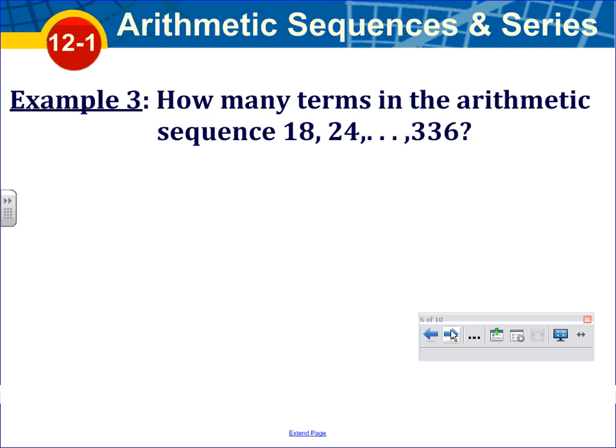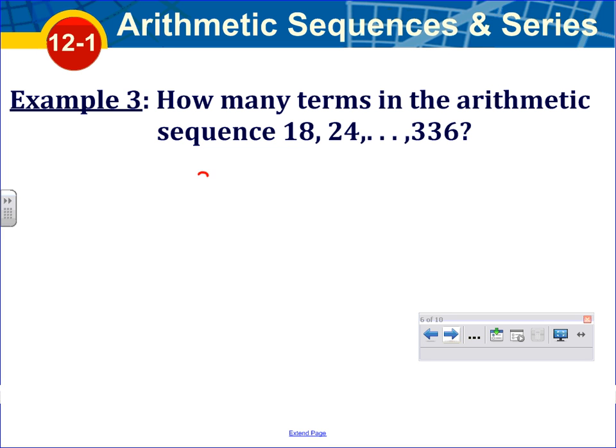All right, moving along. Example 3. How many terms in the arithmetic sequence 18, 24, ... 336? So basically what's happening here is your first term is 18, your last term is 336, and you want to find n. So this formula that we've been using on every single problem is really just that. It's just a formula, and we're solving for different things each time. So it's just a matter of what it is that you need to find.